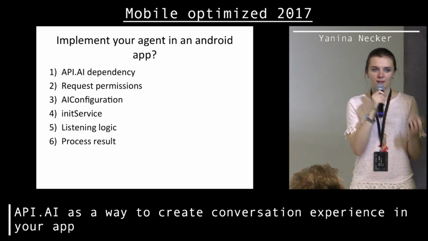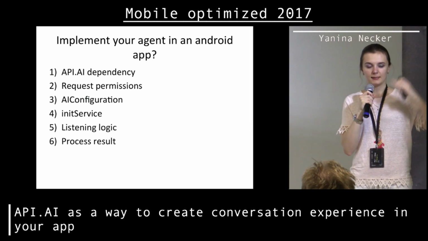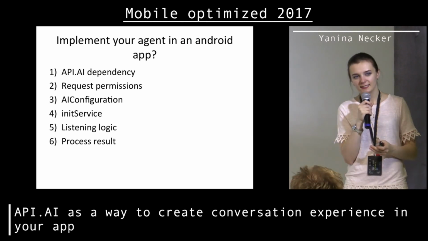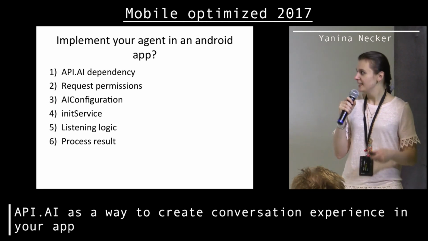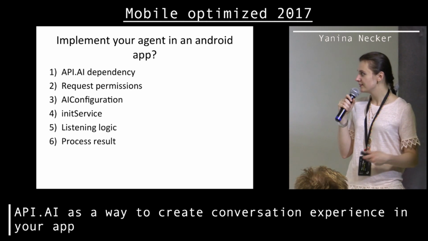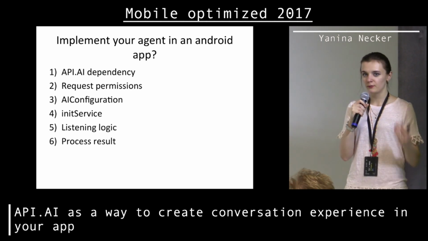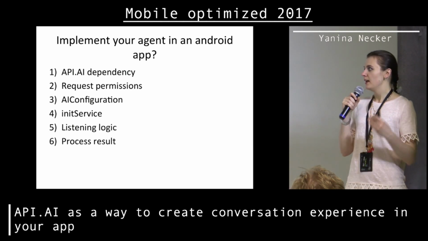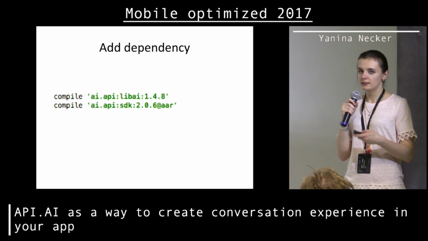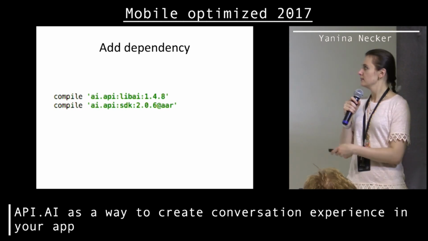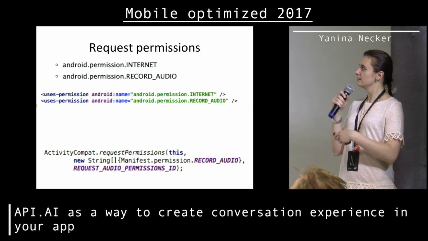Let's integrate it in an Android application. There are a few steps to it. First, get the dependency, request the desired permission, configure it, init the API.AI service, implement the listening logic for the response, for the result, for the errors that may be incoming, and process the given result. And that's it. The dependencies you need are listed here. You can copy them or grab them later from my presentation.